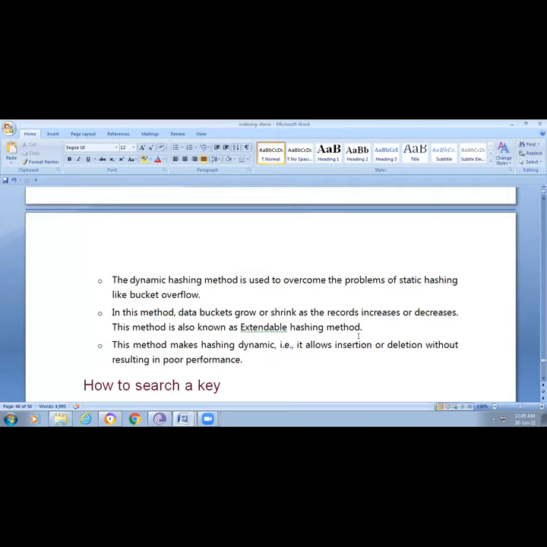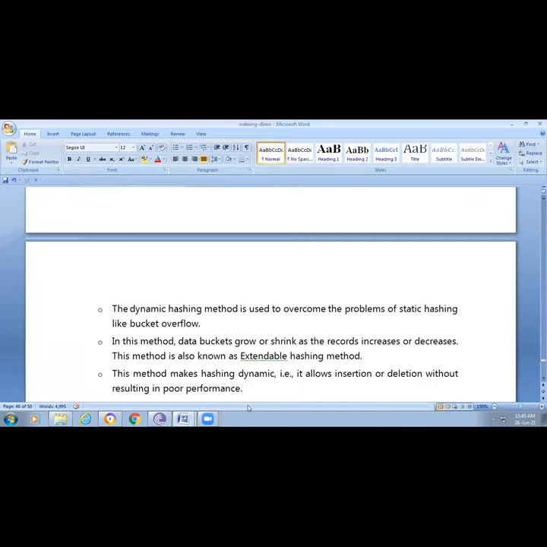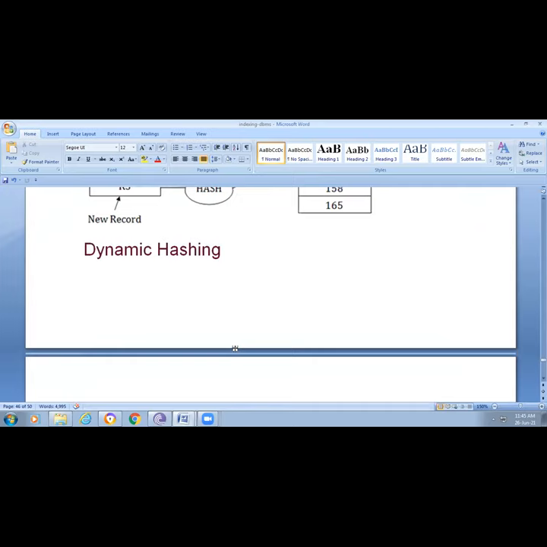Are you able to see the screen? Are you able to see the screen?